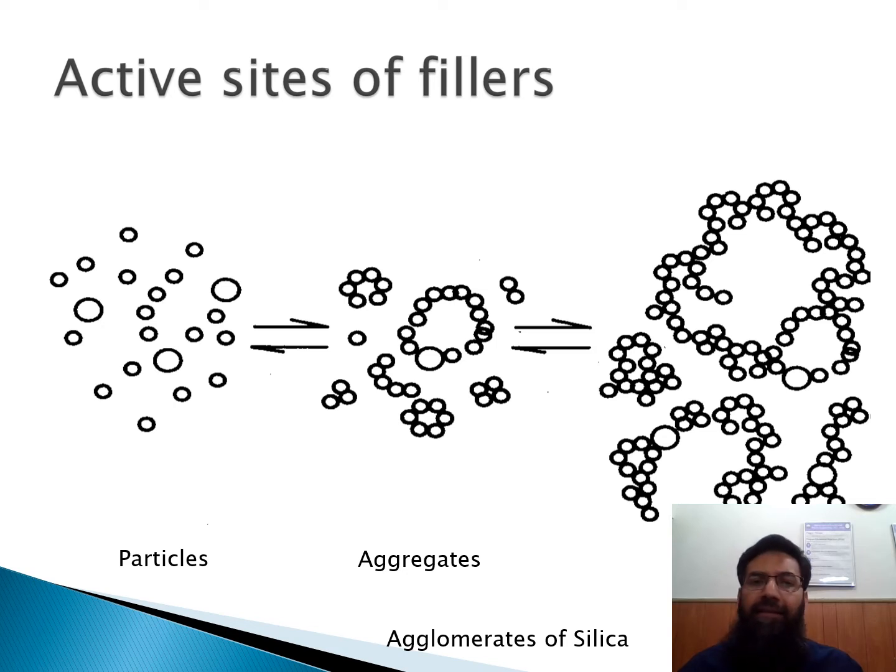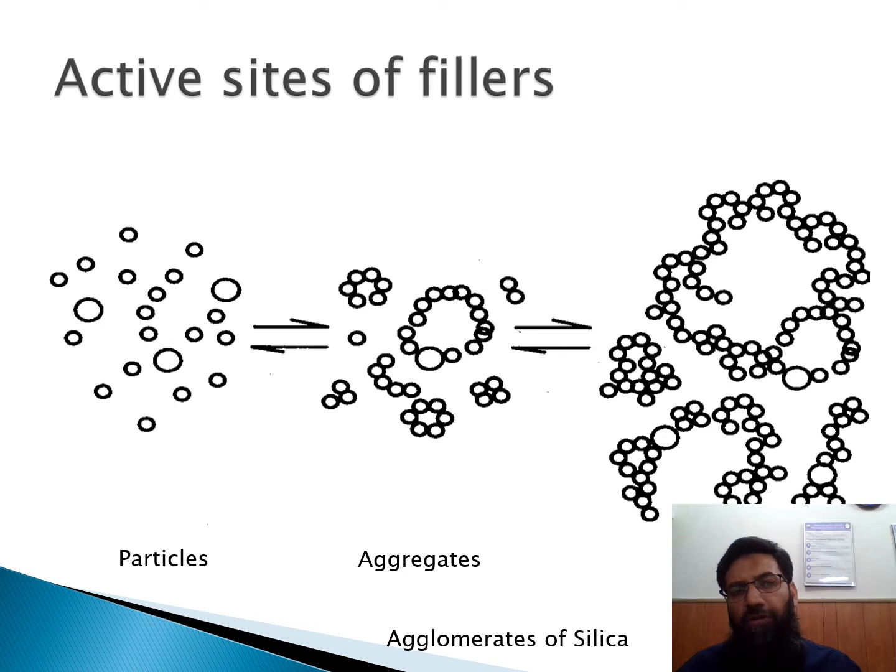But it doesn't mean that if silica has aggregates and agglomerates, it cannot be dispersed. The dispersion can also be enhanced by using different dispersing agents. For example, we can use different glycols which help us to disperse the silica in the different polymers.